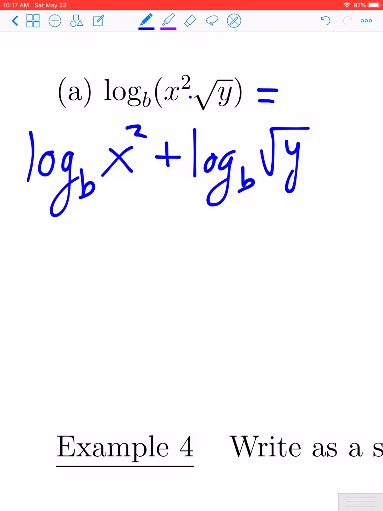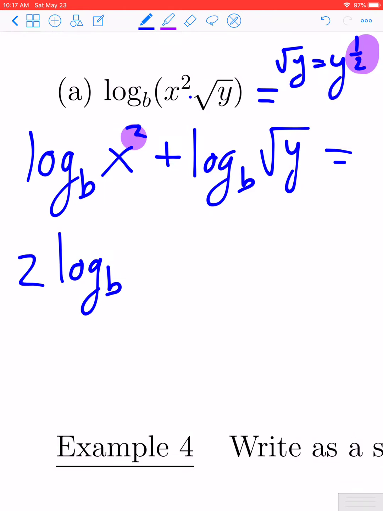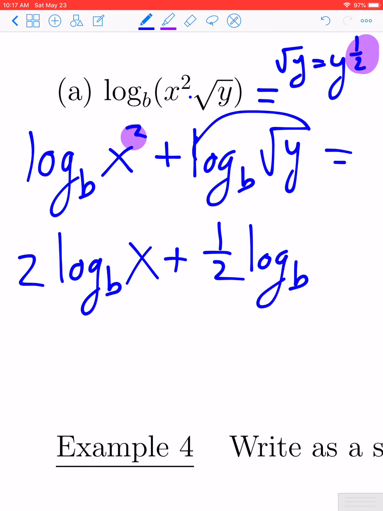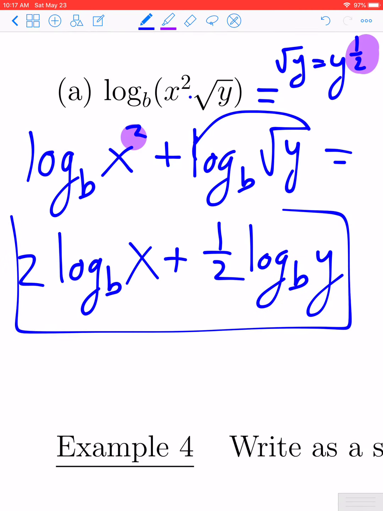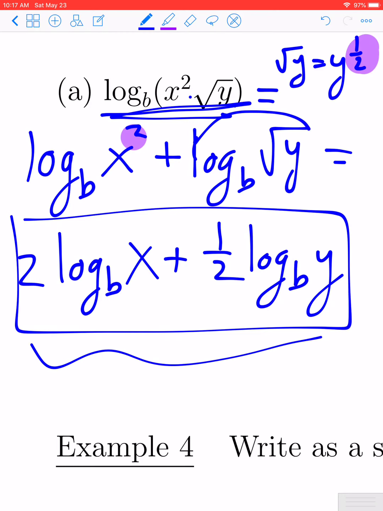The next thing we can do is use the power rule for each of these. Thinking of the square root of y, remember this is equivalent to the fractional power 1/2. So we can now take those exponents and bring them out in front. This is going to be equal to 2 log base b of x plus, bring that out in front, 1/2 log base b of y. And now we've successfully expanded the logarithm. Starting with a single logarithm term, we've now broken it apart into several individual pieces.